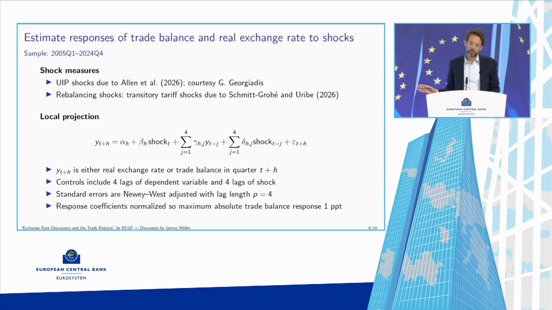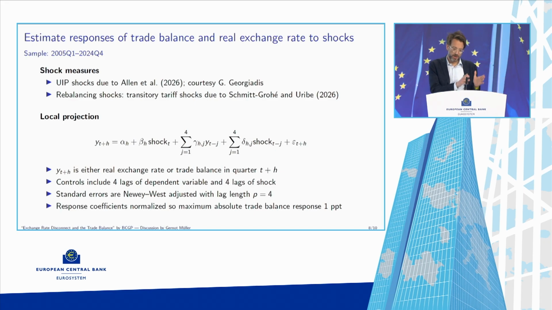So what I do here, in the remainder of this discussion, is pull a measure of UIP shocks from a recent paper by Alan, or rather I got it from Jorgo. I give him credit even though he's missing right now. So I take his UIP shock, which reconstructs the Alan series, and as a measure for the rebalancing shock, I take the transitory tariff shocks identified in a recent paper by Schmitt-Grohé and Uribe. And then I run some local projections where I look at these variables which interest me here.